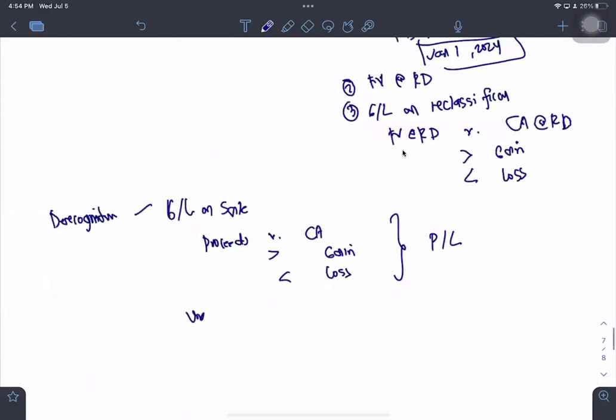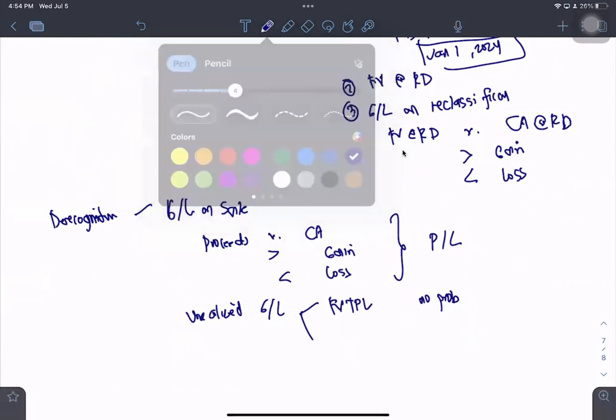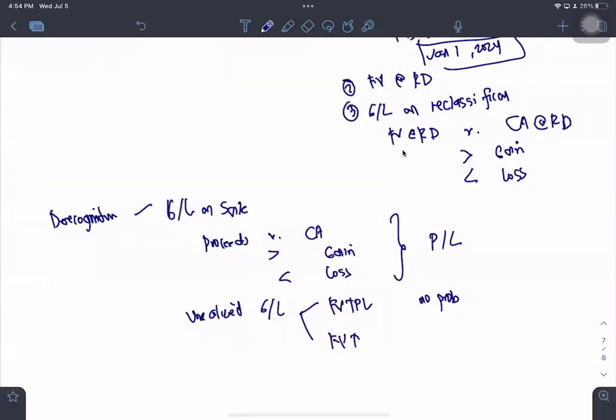How about any unrealized gains or losses? So in your fair value through profit or loss, we don't have any problem here. Why? Because it is already embedded. While for FVTOCI, again, what did we say? If ever there is unrealized gain or loss, you need now to recycle it to profit or loss. Okay? That's it for your investment in debt.